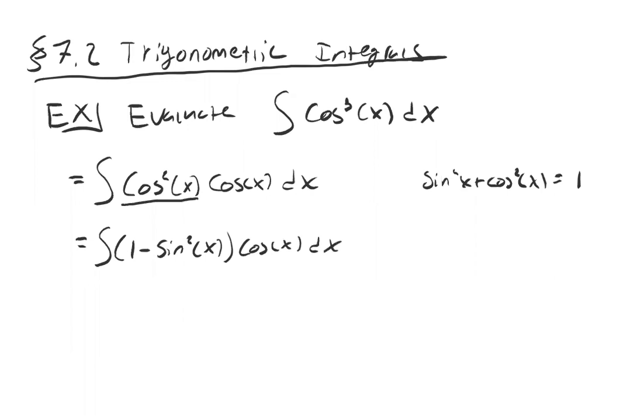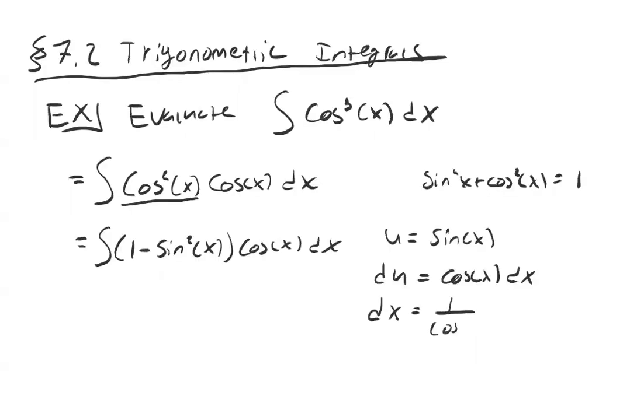And now I can do a U substitution. If I let u equal sine of x, du will then be cosine of x dx. When I plug this in, and of course solving for dx, I get 1 over cosine of x du. Sorry, my finger accidentally touched new page. So dx is 1 over cosine of x du.